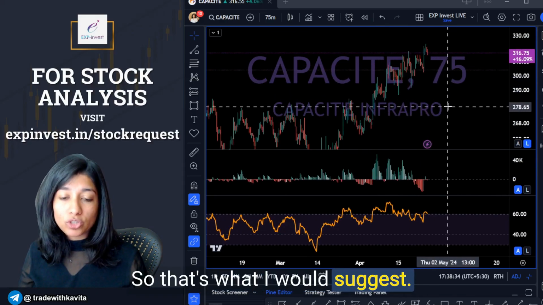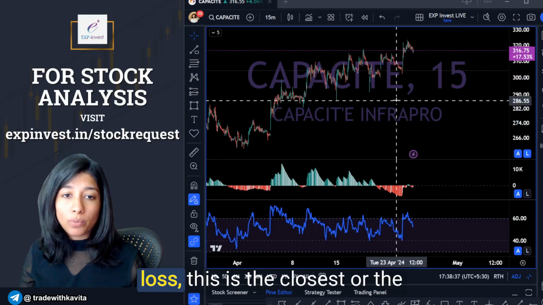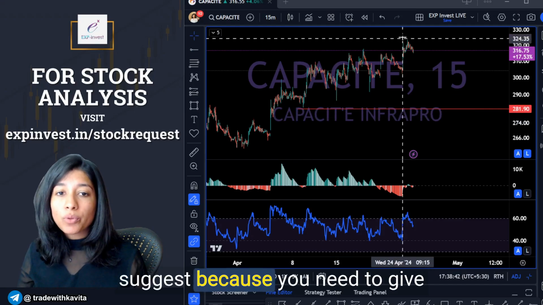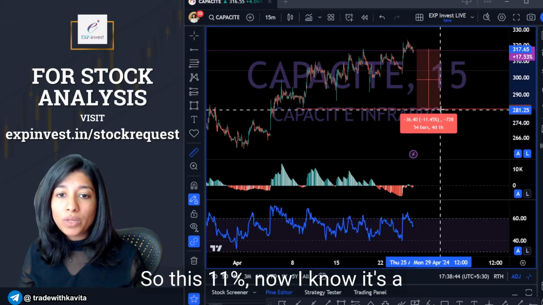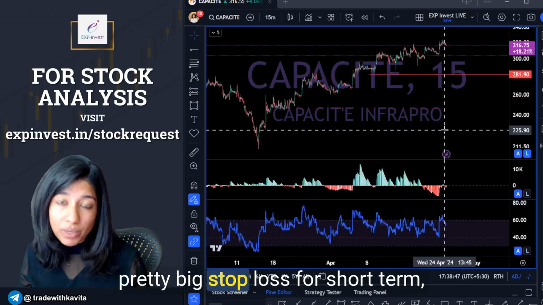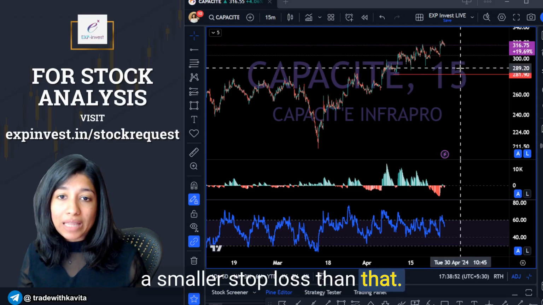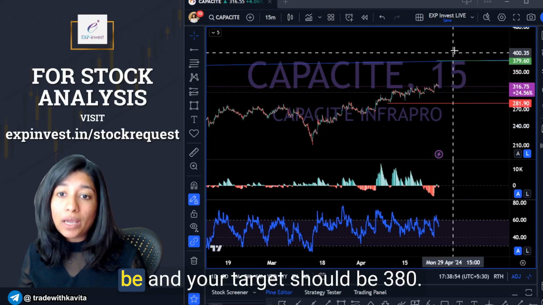So that's what I would suggest. And in order to give you a stop loss, this is the closest or the smallest stop loss that I would suggest, because you need to give the stock a lot of breathing room. So this 11%, now I know it's a pretty big stop loss for short term, but unfortunately I can't give you a smaller stop loss than that. So 281 is where your stop loss should be, and your target should be 3.